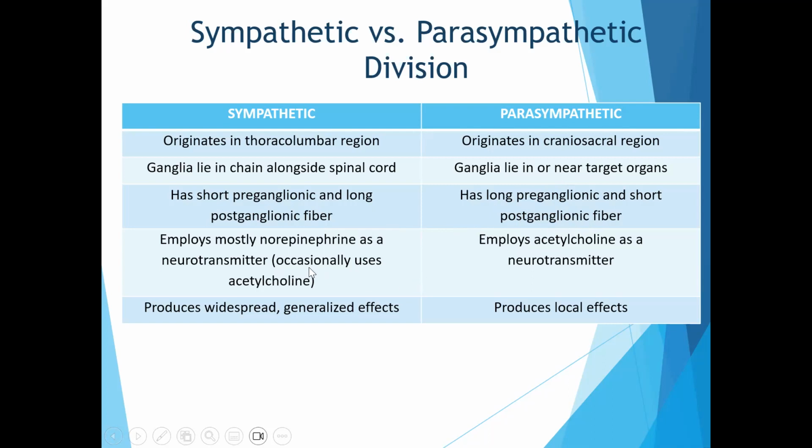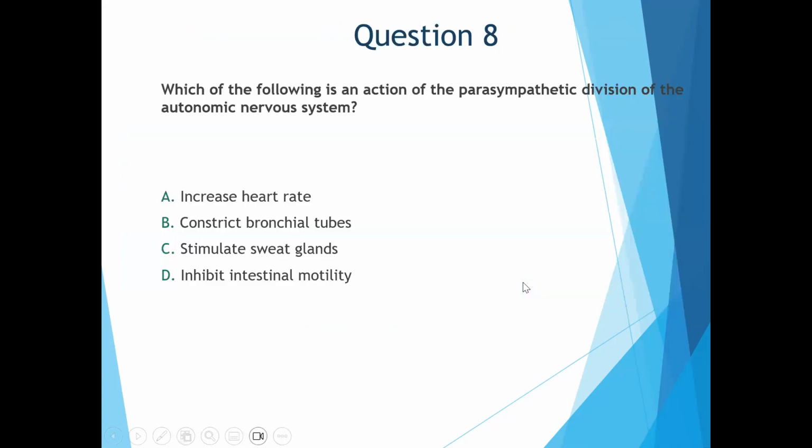Norepinephrine and epinephrine are the two different neurotransmitters for the sympathetic division. Occasionally, it can be acetylcholine, but don't worry about that. Anytime you see norepinephrine, think sympathetic. Anytime you see acetylcholine, think parasympathetic. Sympathetic can produce widespread and more general effects. It affects our whole body, whereas parasympathetic is really close to the organ that it's going to affect, so it's going to be more of a local effect.